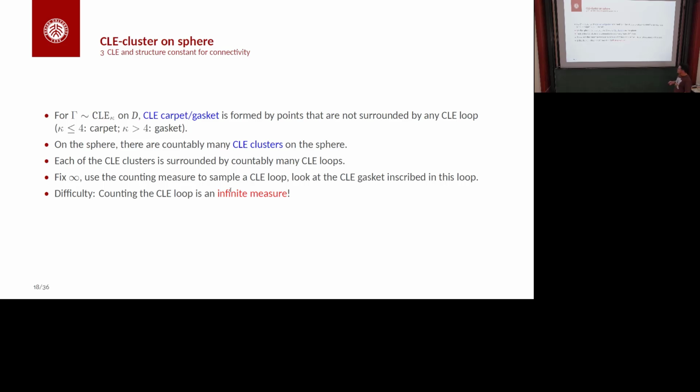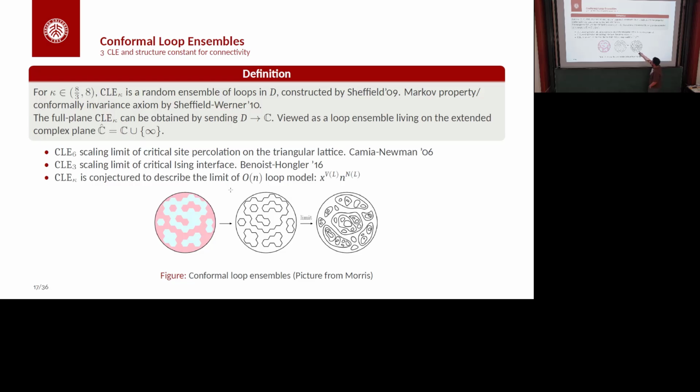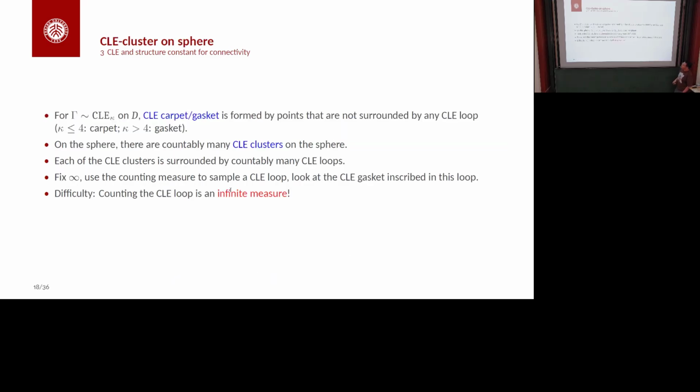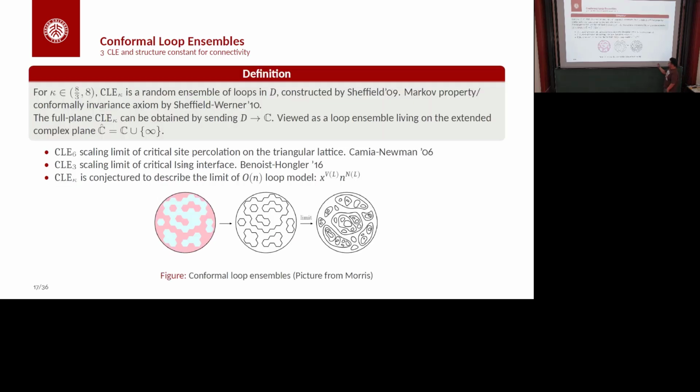Now we describe something called a CLE cluster. Basically, they are just the CLE carpet and gasket, but now we want to adapt this to the sphere setting. The CLE carpet and gasket is formed by points that are not surrounded by any loops of the CLE. For example, this point here is not surrounded by any other loops from the CLE. On the sphere, we define something called the CLE cluster. Because we want to understand all the clusters, we want to count all the clusters. So we also need to count the clusters here, which are surrounded by these loops. We want to count not only this CLE carpet, but also this kind of clusters.